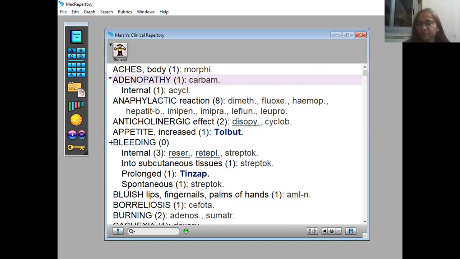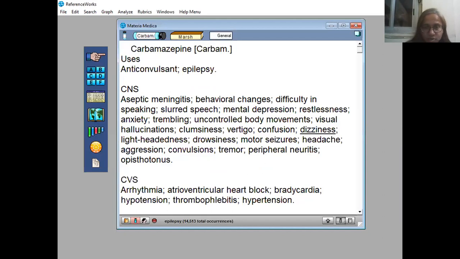So if you want to have a look at the materia medica, I am just showing you a clip. This is from Marsh Clinical Drugs, which is a materia medica book. There he says that it is a drug used as an anticonvulsant, an anti-epileptic, and all the symptoms are listed here. Like in CNS, it has aseptic meningitis, behavioral changes, difficulty in speaking, speech slur, mental depression, etc. And this is how you can refer and prescribe those remedies.